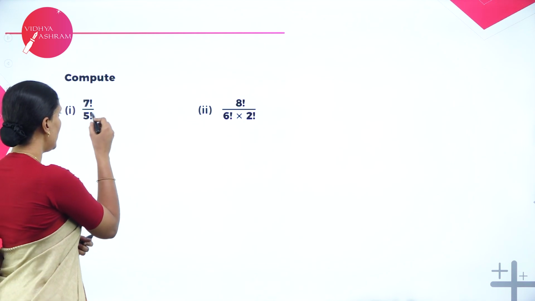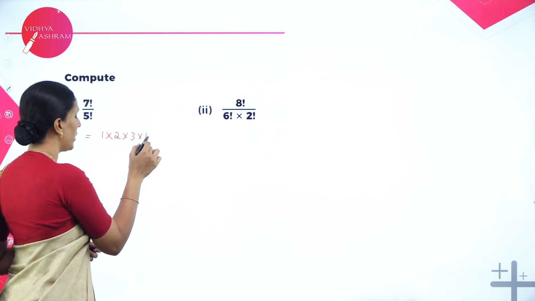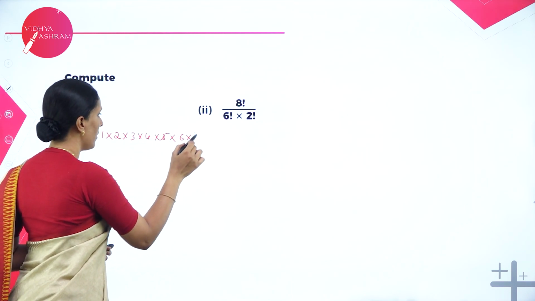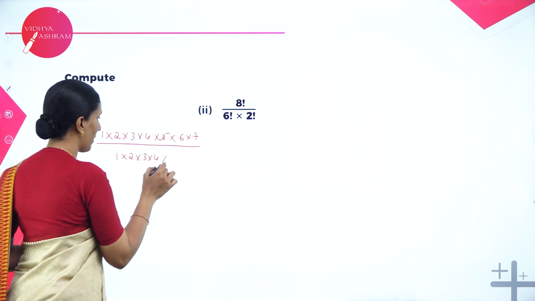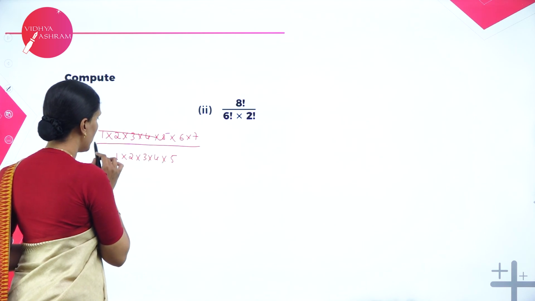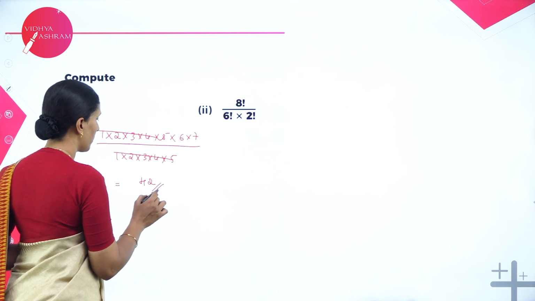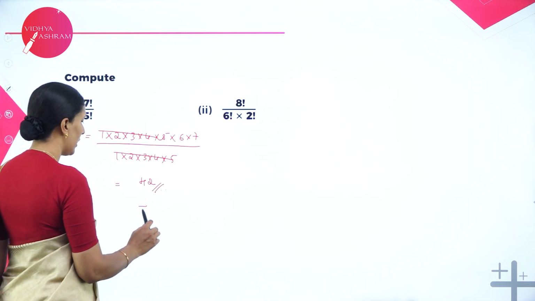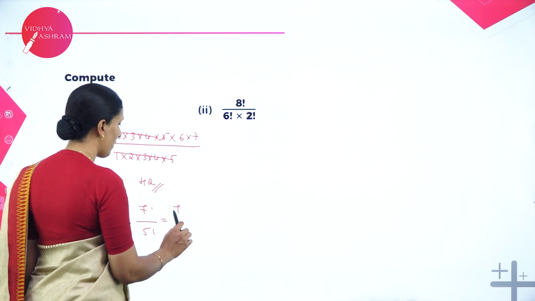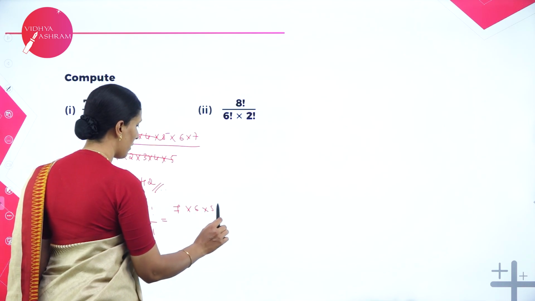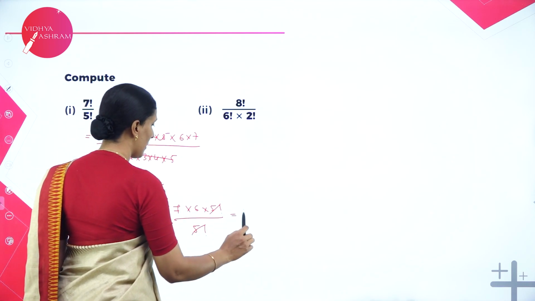Next is compute 7 factorial by 5 factorial, and 8 factorial divided by 6 factorial into 2 factorial. So 7 factorial is nothing but 1 into 2 into 3 into 4 into 5 into 6 into 7, and 5 factorial is 1 into 2 into 3 into 4 into 5. So we can cancel all the numbers here. So therefore it is 6 7s are 42. We can also write 7 factorial by 5 factorial in another form: we can write 7 factorial as 7 into 6 into 5 factorial divided by 5 factorial. So we can cancel this. So 7 6s are 42.